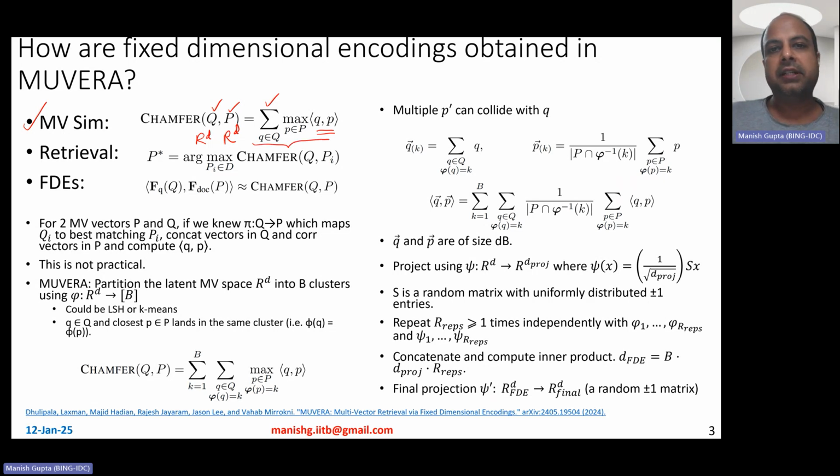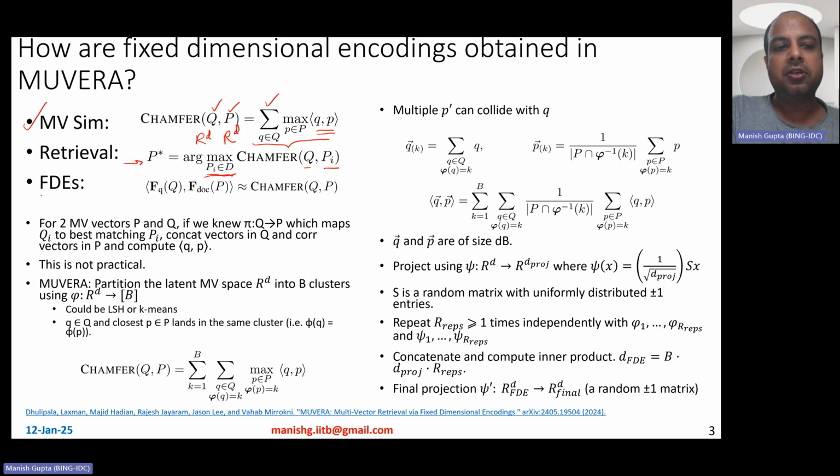Now, the retrieval problem in the multi-vector space is this. You look at the different tokens in the passage and compute the Chamfer similarity between Q and Pi. You try to retrieve a passage Pi from the entire collection such that the Chamfer similarity between the query and that passage is the highest.